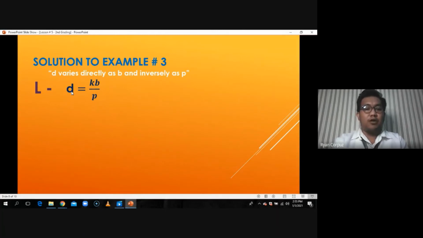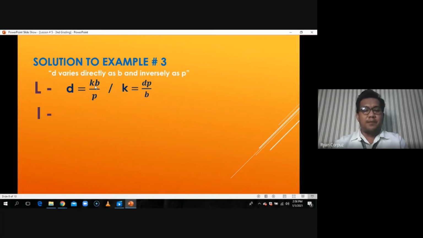So D, ito yon equal to directly, that's K, B, then inversely as P. Kapag inverse, iba na sa denominator part na. Then for us to find out the equation for finding K, multiply natin yung nasa left side, sa nasa denominator. That will now be the numerator. Then kung ano yung kasama ng K, that is the denominator. So that will come up with another translation as K is equal to dP over B.